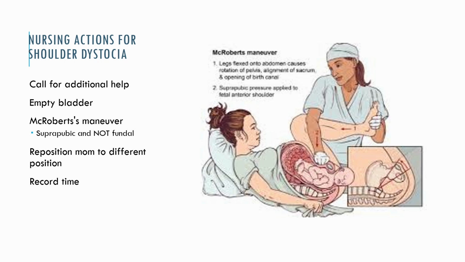So you're going to straighten the legs out and then bring them back. You're going to flex them onto the abdomen. And then you're going to make a fist and you're going to push down right over mom's pelvic area. We're going to do suprapubic pressure. Ideally, you're going to push from the side that is on a baby's back.